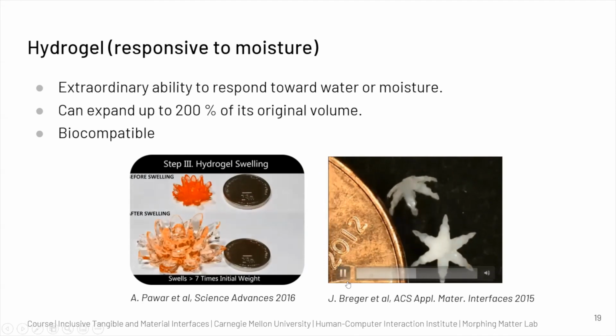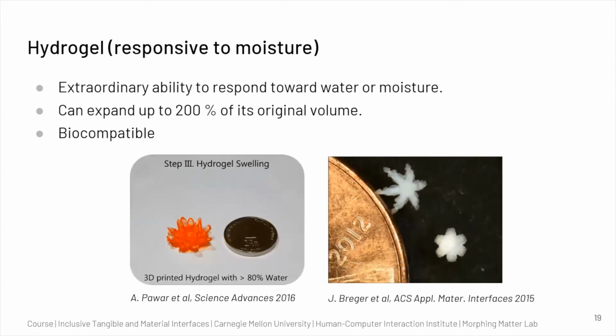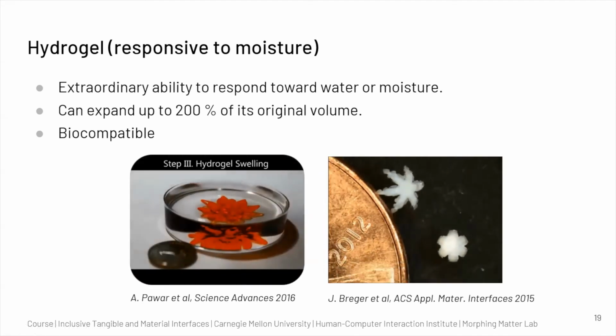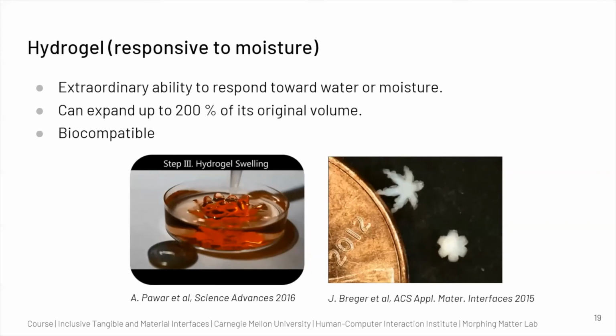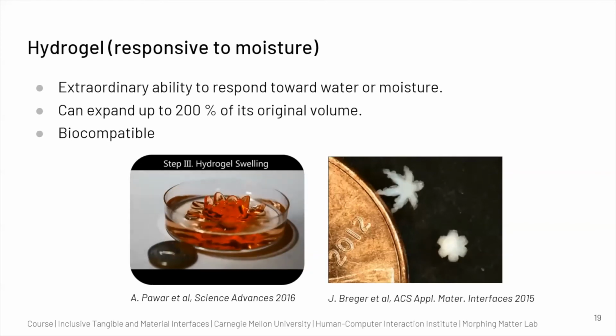This is an example of a shape memory polymer. By changing the pH conditions, it can morph into different states. That is, it can bloom or unbloom, or in simple terms, it can close.